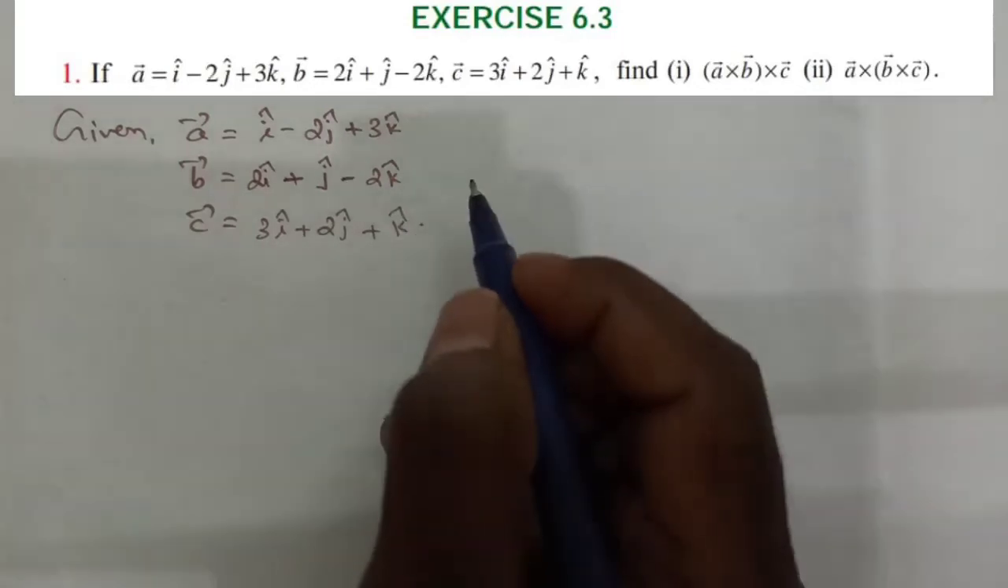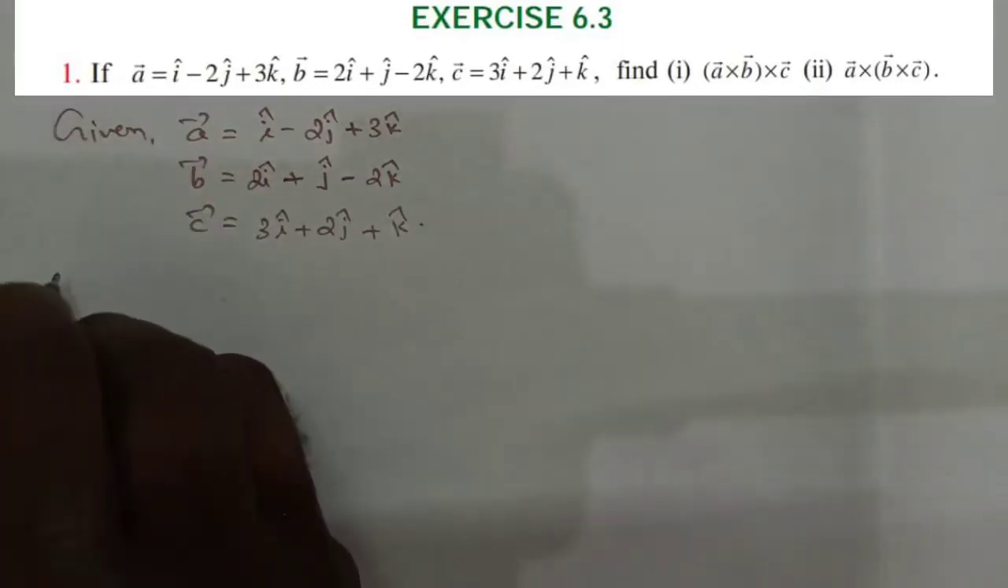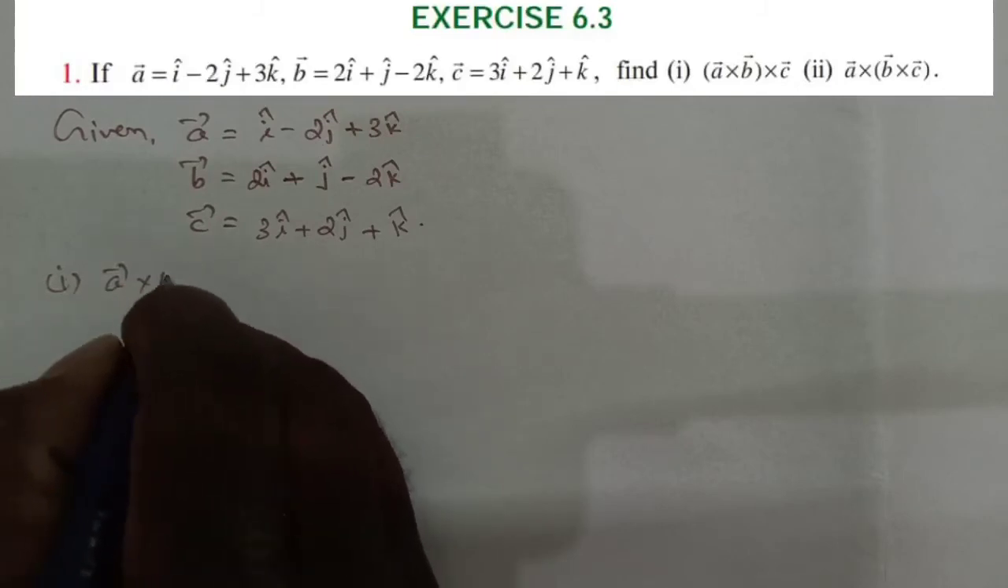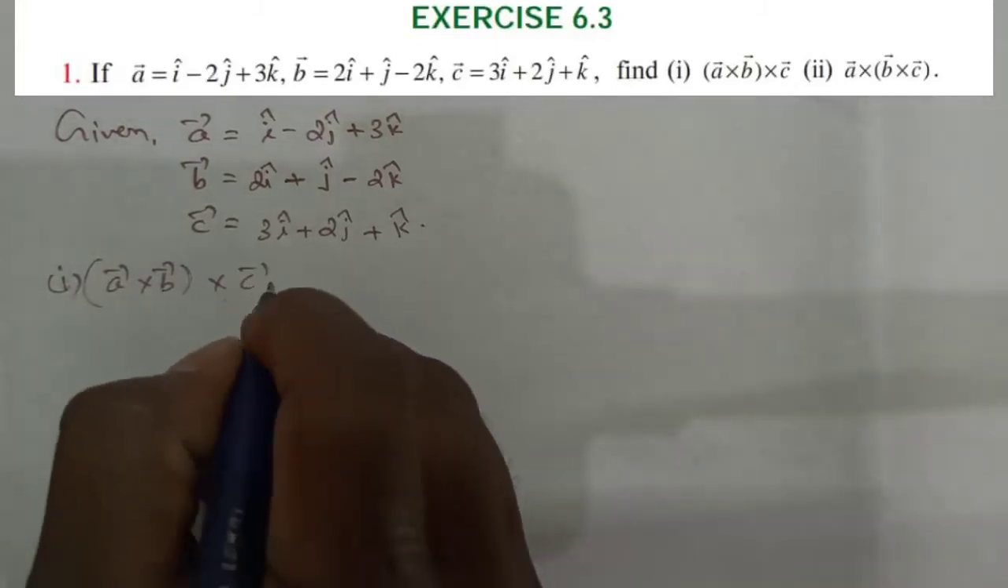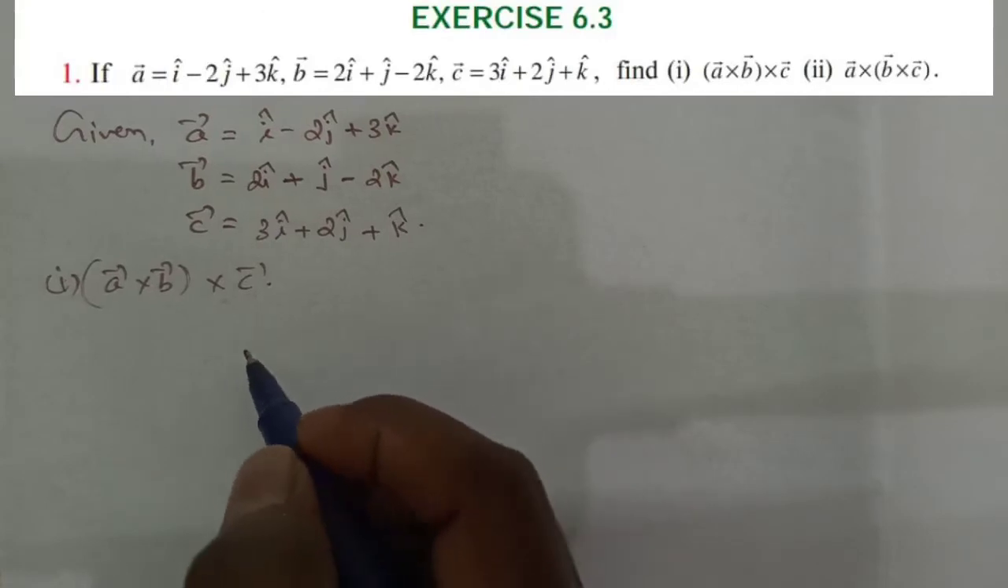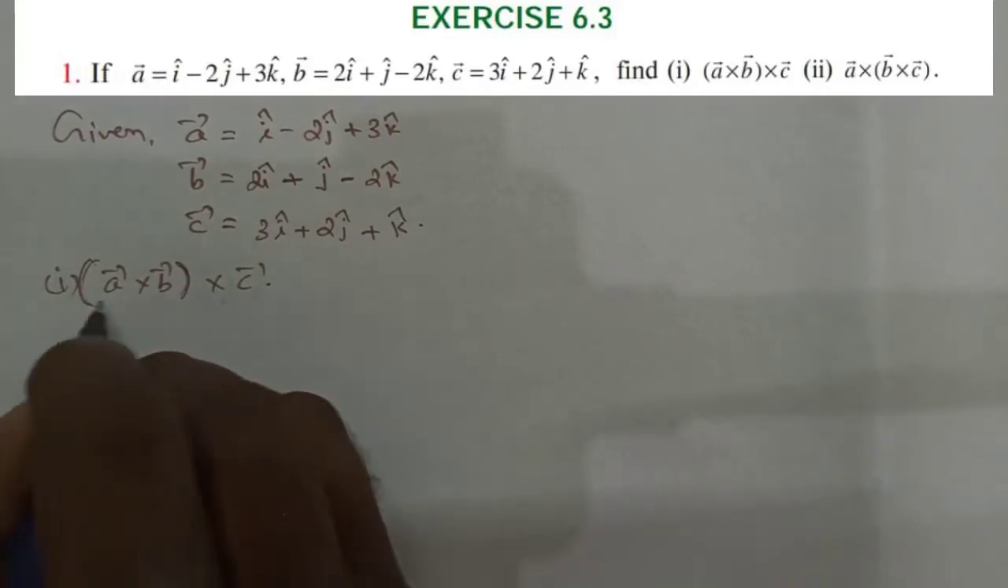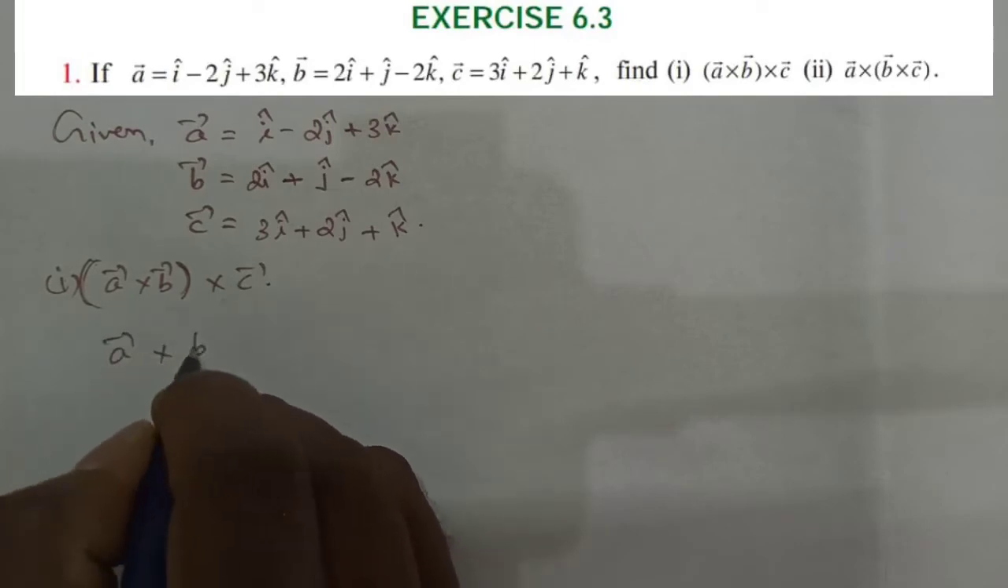Here we have to find two results. The first one is a vector cross b vector cross c vector. So first we have to find the value within the bracket. So first let me find a vector cross b vector. So a vector cross b vector, let's find it.